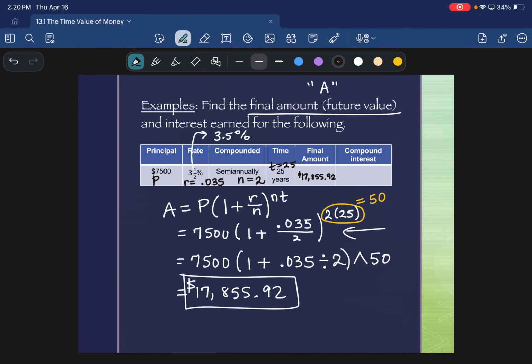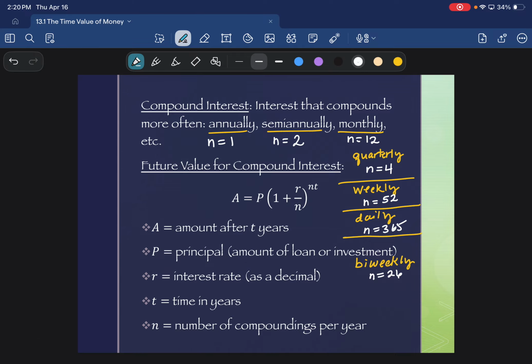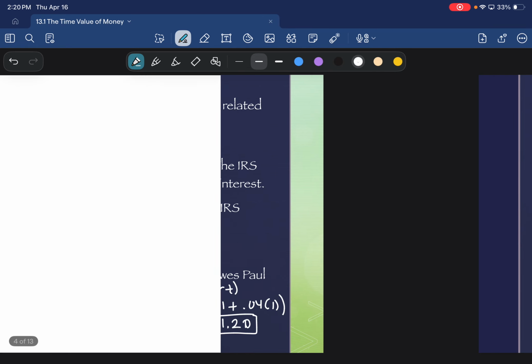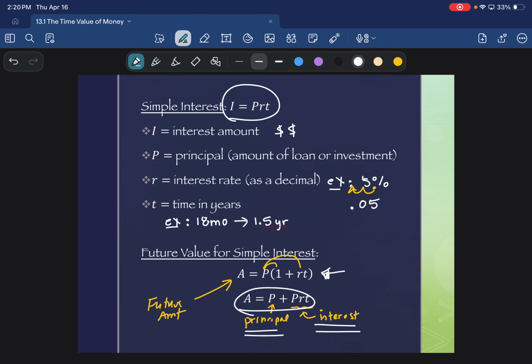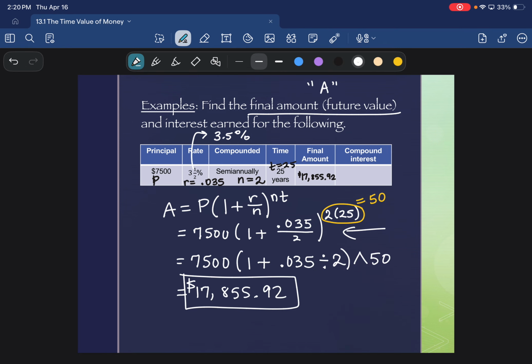Now, the last part of this, that final blank, is asking for the amount of the interest. Notice, there's no formula for I equals here, correct? And it's not telling you to come back over here because it's not simple interest. It's still compound interest. So think with me for a moment. If I started with 7,500 and I ended with 17,855.92, how can I find how much interest I had? 10,305. Okay, so you're giving me an answer. Can you give me a description of the how?